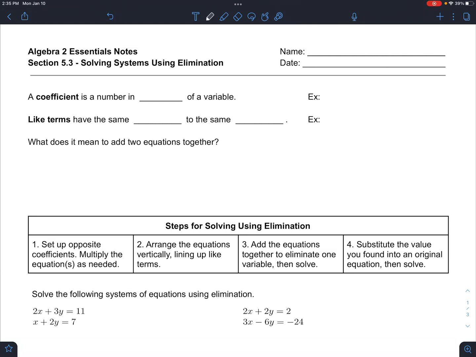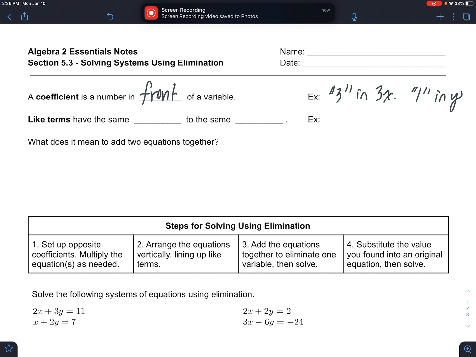All right, so another way to solve systems is with elimination. Before we get started on that, I want to go ahead and answer these blanks for you. A coefficient is a number that's in front of a variable. For example, the 3 in 3x is a coefficient. One that I talk about a lot is the 1 in y. There is a 1 in front of the y, and that is called the coefficient.